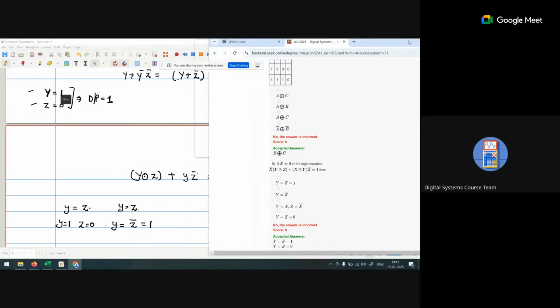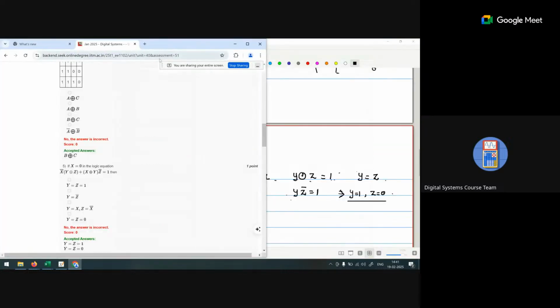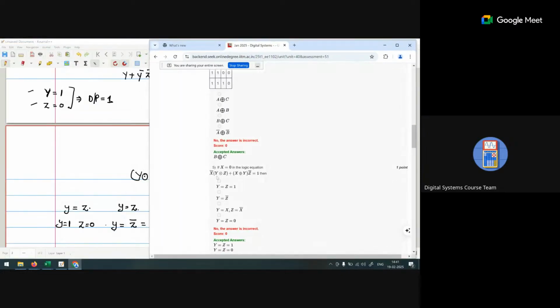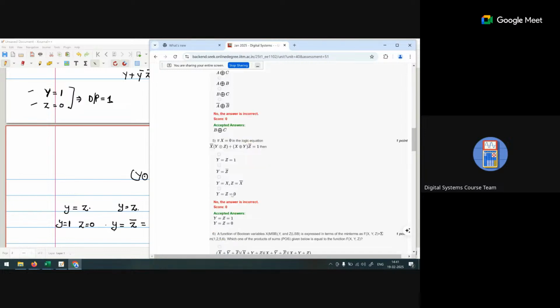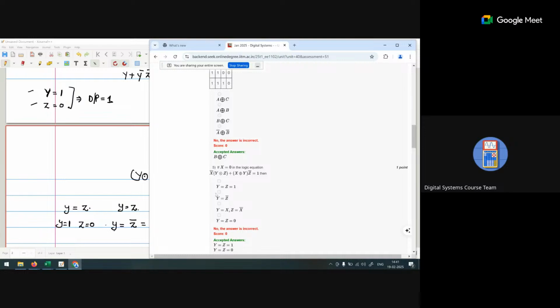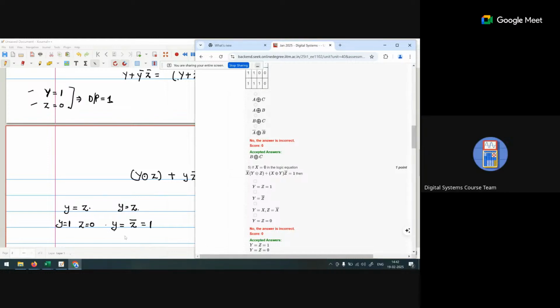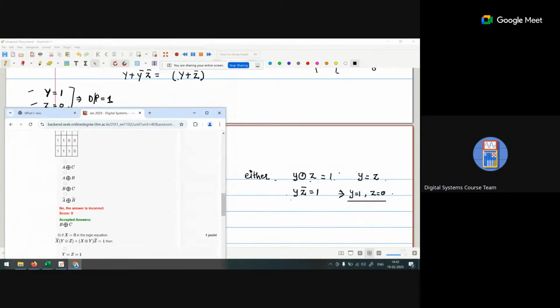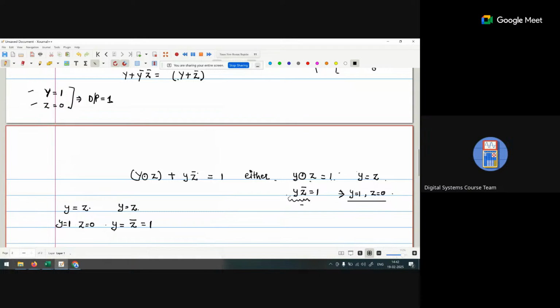The first condition is Y is equal to Z. The second one is Y is equal to Z is equal to 0. And the third one is Y equal to Z bar, which is also equal to 1. Yes, that is it. Because if we consider Y equal to Z bar, then this term doesn't give you 1 when Y is equal to 0 and Z is equal to 1, so this term gives the output 0.